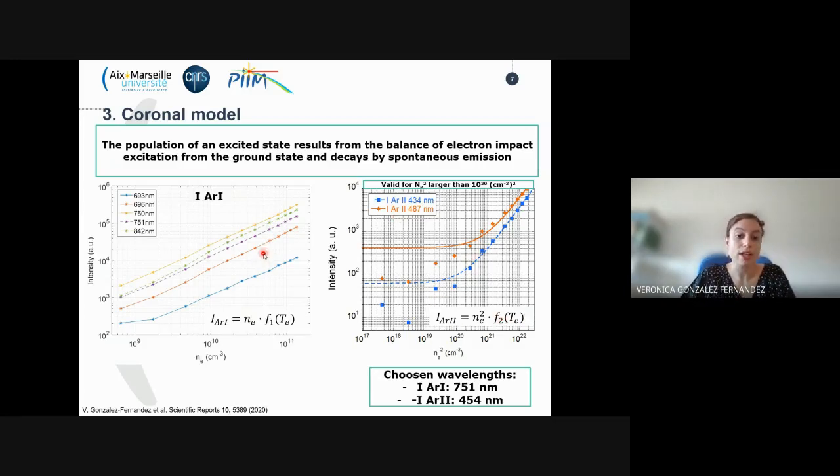So we checked that our plasma fits this coronal model very well, and among all the wavelength emissions, we have chosen these 2: for the first excited state, 751 nanometers, and for the second excited state, 454 nanometers. In this case, this line fits the presumption that it is directly excited from the ground state, and in the other case, it fits very well, and of course, the signal-to-noise ratio is very good for both of them.